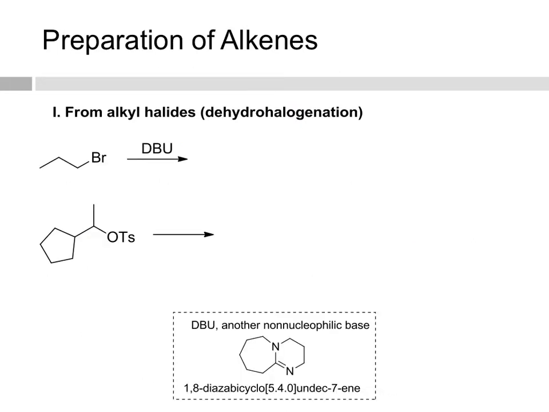Alkenes can be formed from the corresponding alkyl halides using a dehydrohalogenation. For example, in this case, we have bromopropane, and we can treat it with DBU, which is a non-nucleophilic base, in order to form propene.